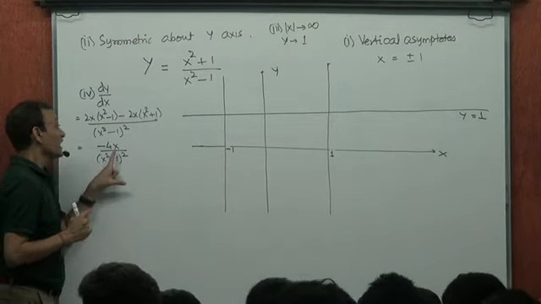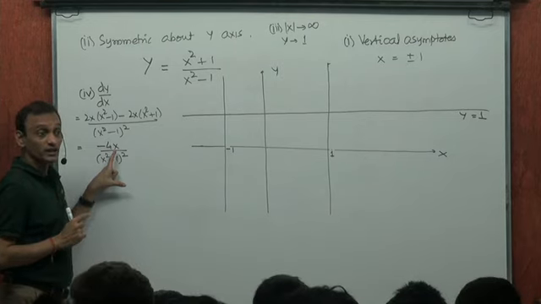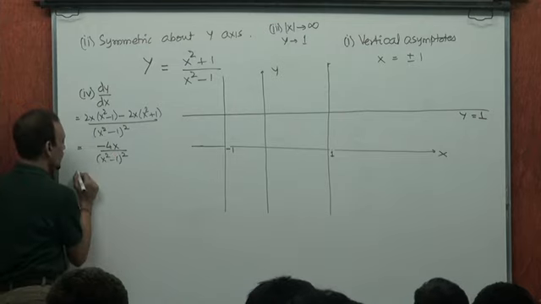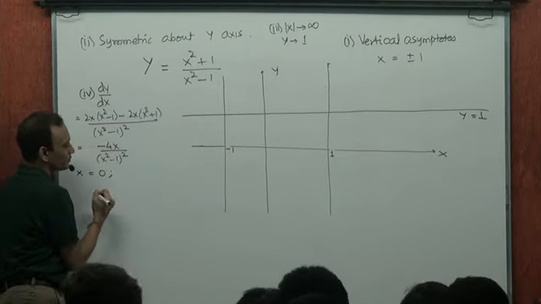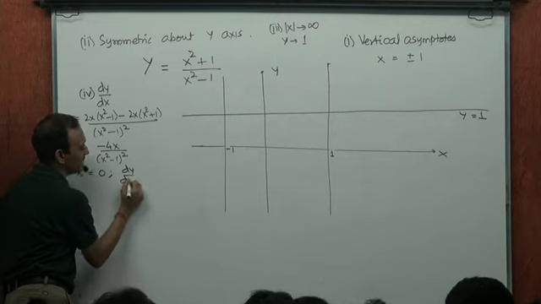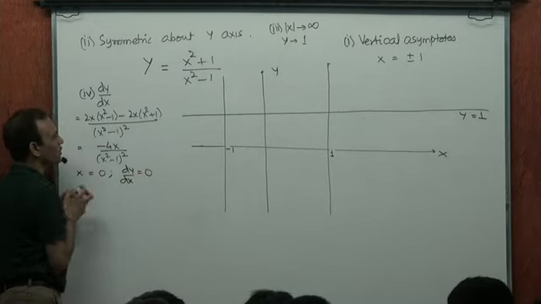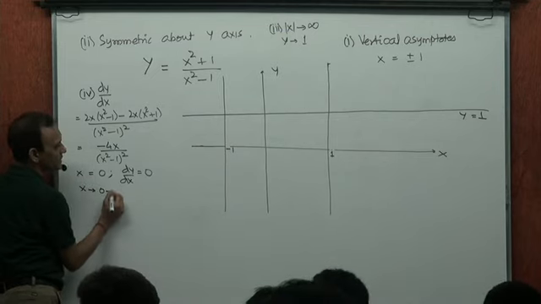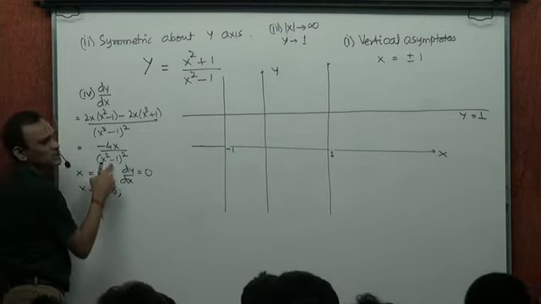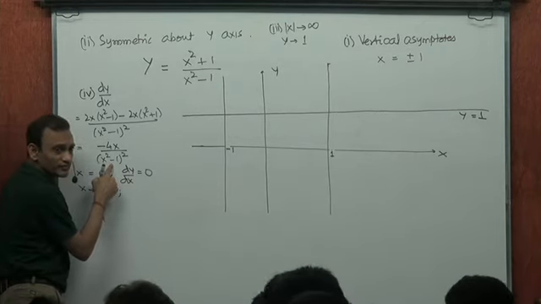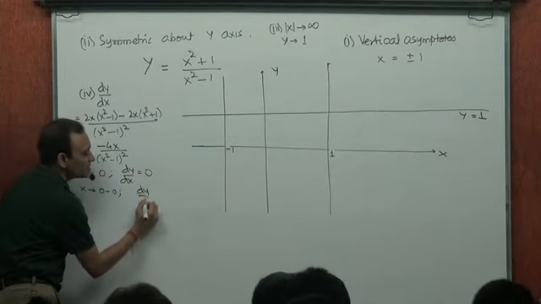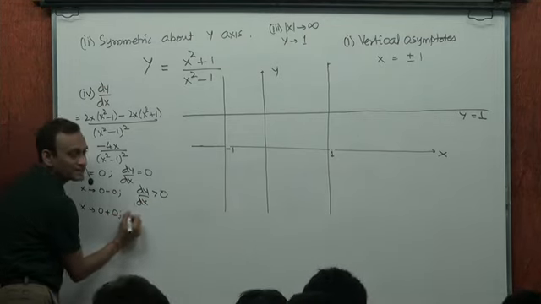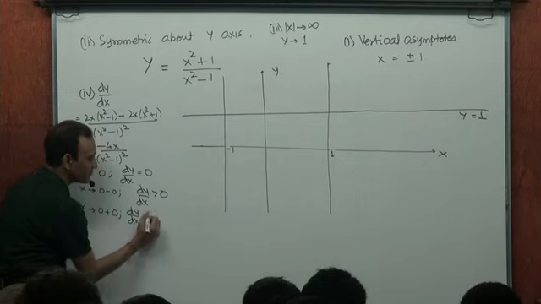Therefore, do you see that x equal to 0 is a critical point? The only critical point is x equal to 0, a point where dy/dx becomes 0. Now, when x is slightly less than 0, what is dy/dx? Positive. When x is slightly greater than 0, what's dy/dx? Negative. Yes or no?